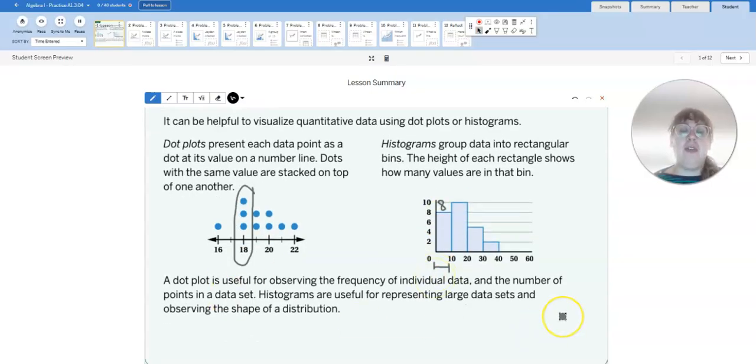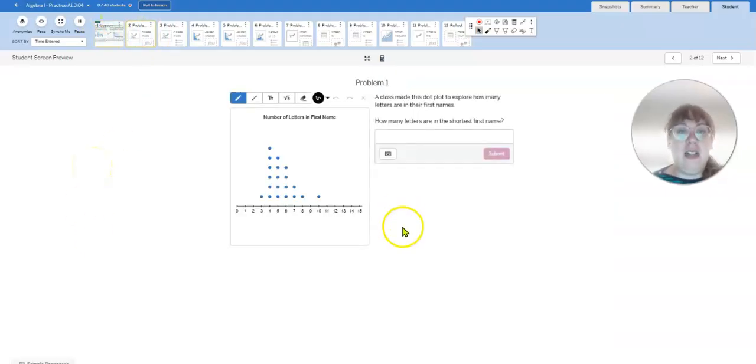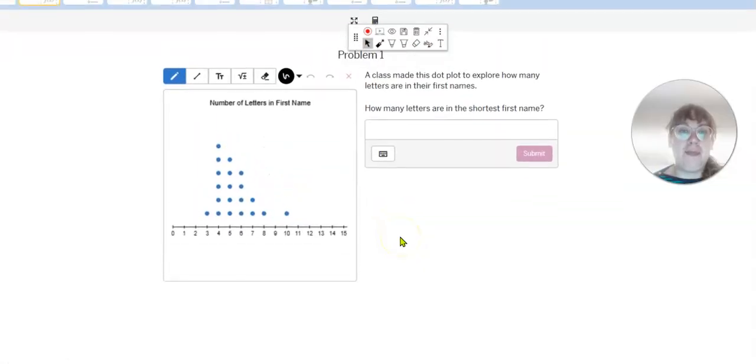A dot plot is useful for observing the frequency of individual data and the number of points in a data set. Histograms are more useful representing larger data sets and observing the shape of the distribution. Right, so we can see that it goes up high here and then comes down low. That's looking at the shape of the data. Let's look at slide 2 here with our first problem.